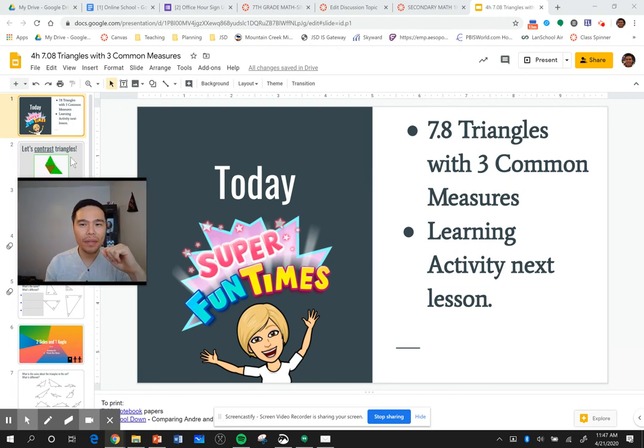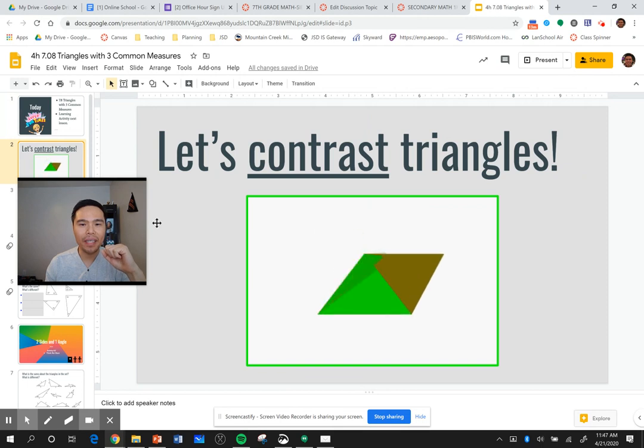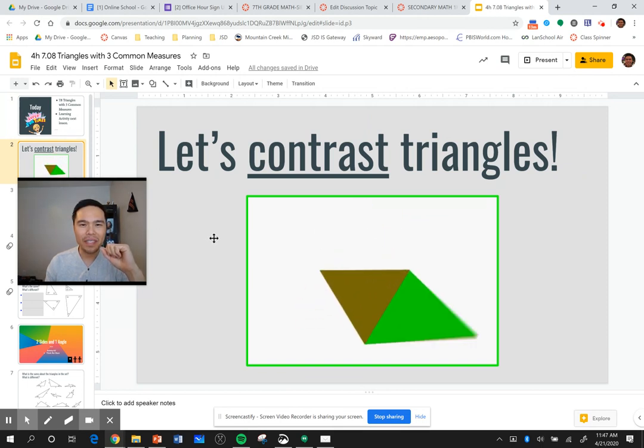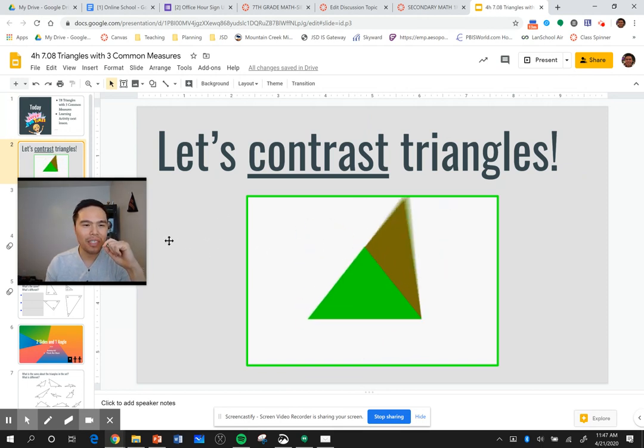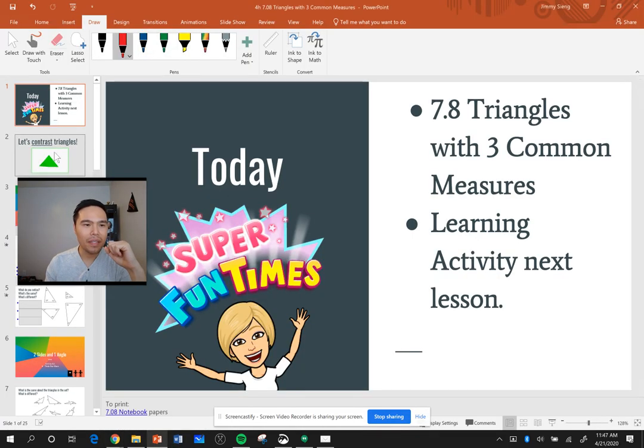We're going to talk about triangles and looking at the sides of them, okay? Let's get tripped out about this. Look at this. Let's contrast triangles. We're going to compare triangles to each other and then see what the differences are, okay? Let's go ahead and get to it though.